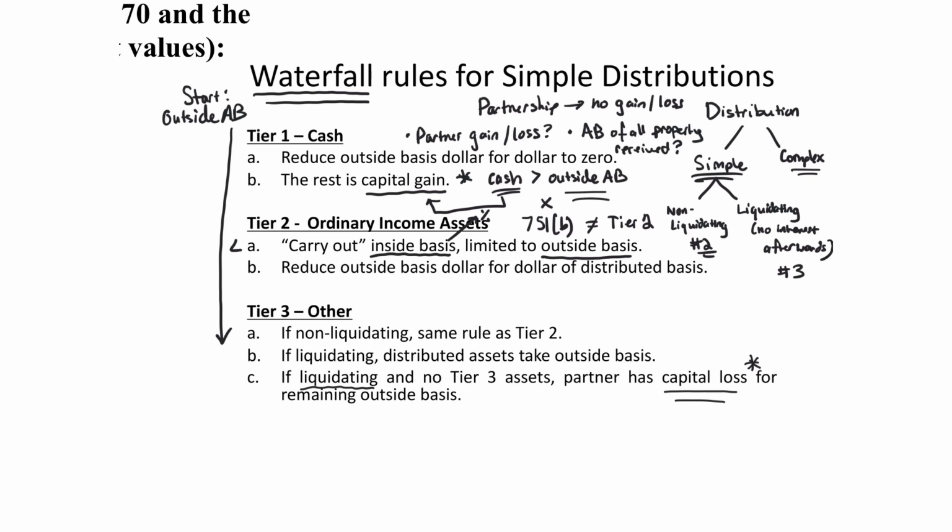Now, if it's non-liquidating, we do the same rule as tier 2, but we're going to see in this problem we don't have a non-liquidating. We saw that in problem 2. So if it's liquidating, then we give the asset whatever the remaining outside basis is. So if we have $1 million after tier 2 left in our outside adjusted basis, and we're getting an asset with a fair market value of, I don't know, $7,500. Well, the rules are, it's a tier 3 asset, let's say, it gets $1 million basis. You give it whatever's left, okay?